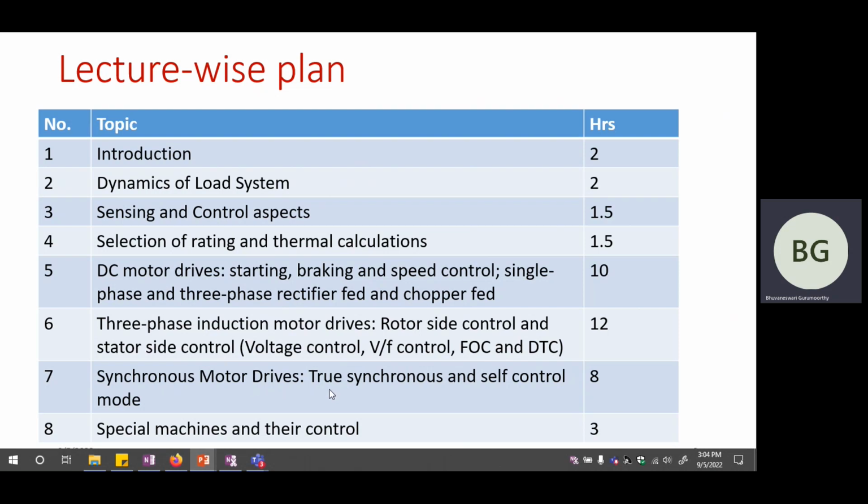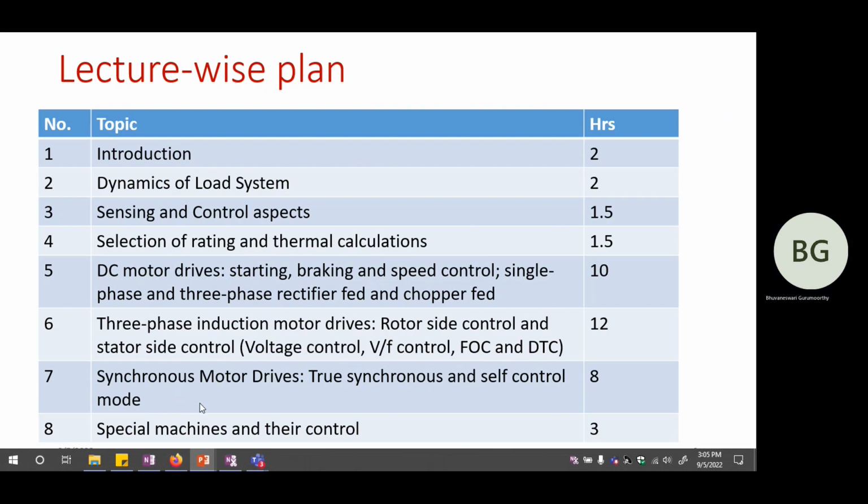specifically, we are going to look at 2 types of speed control mechanisms. One is true synchronous mode, where voltage and frequency can be varied as independent variables. Whereas in self-control mode, the voltage and frequency will be varied as per the rotor speed. So the rotor speed will be sensed, and accordingly voltage and frequency will be varied incrementally. So self-control mode has the major advantage that no oscillation will be seen generally in the working of a self-controlled synchronous motor drive.